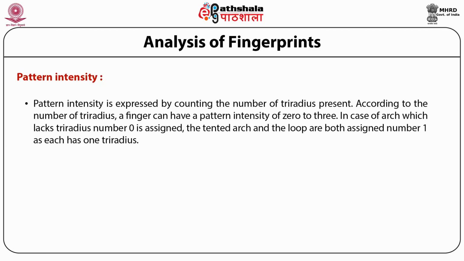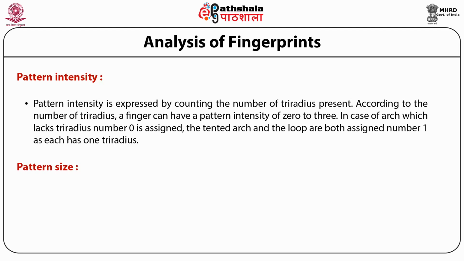Patterns form a sequence of increasing pattern complexity, which is expressed by counting the number of tri-radii present. According to the number of tri-radii, a finger can have a pattern intensity of 0 to 3. In cases of arch, which lacks a tri-radius, number 0 is assigned. The tented arch and the loop are both assigned number 1, as each has one tri-radius.